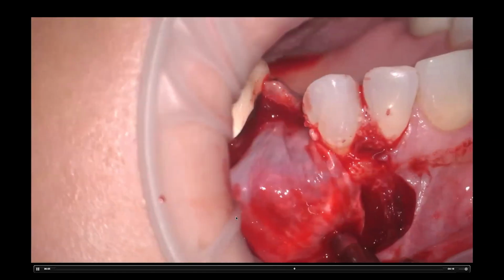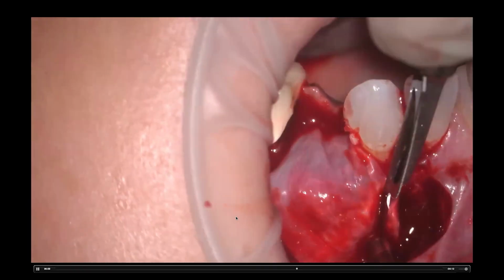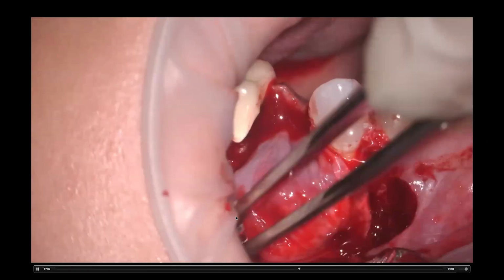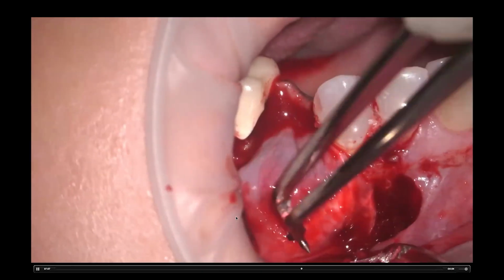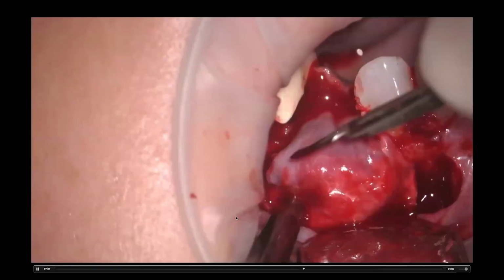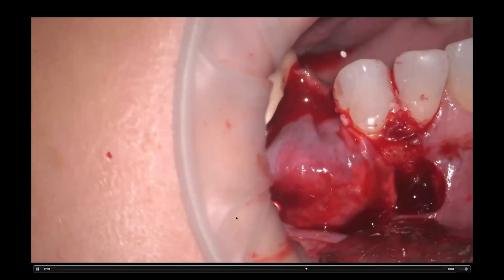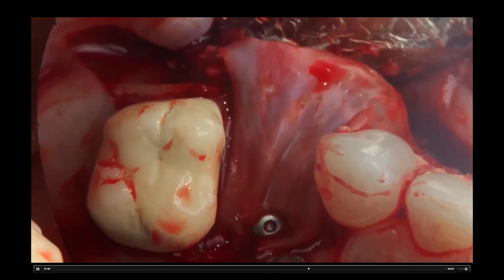And making sure that the suction doesn't pull the membrane. Okay, and that's the third pin, and then I think we found the second pin was loose. We removed it and we replaced it again. Okay, now everything is stable, as you can see, and we have more bone than we need.